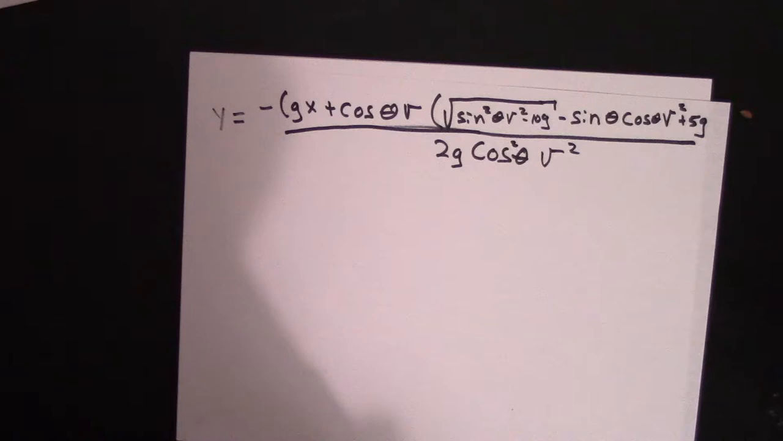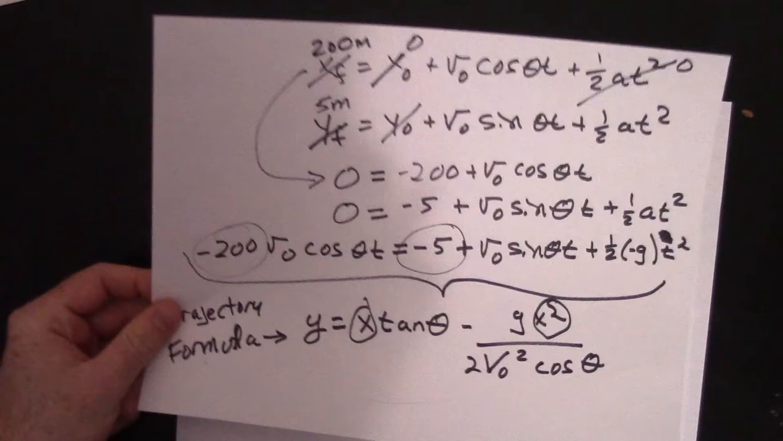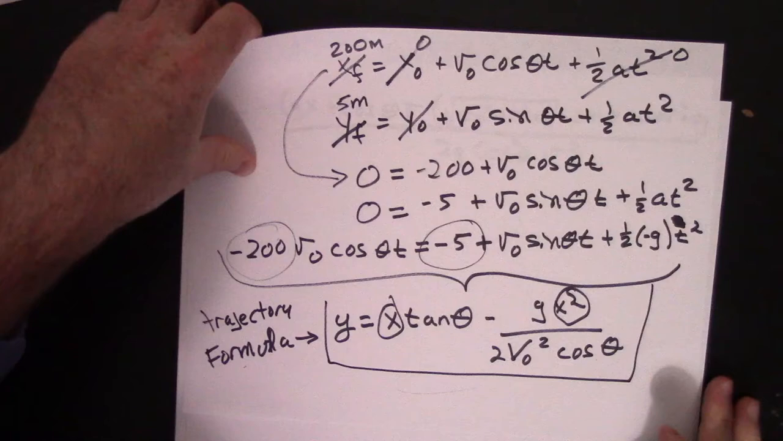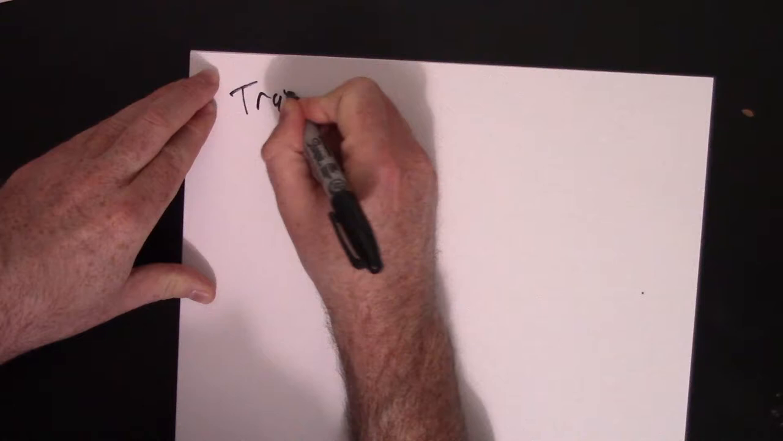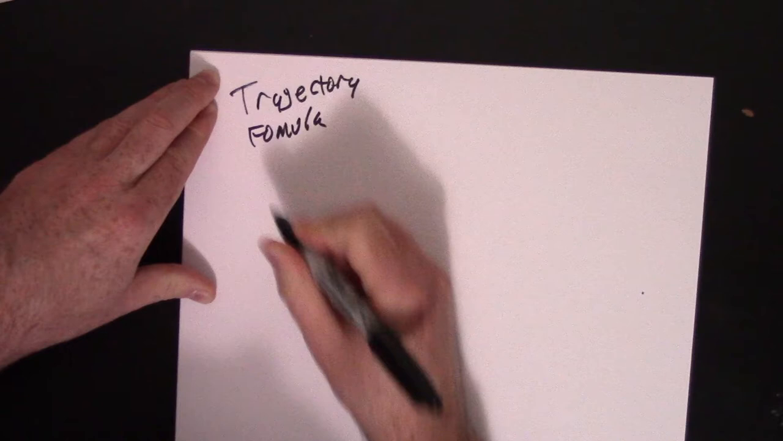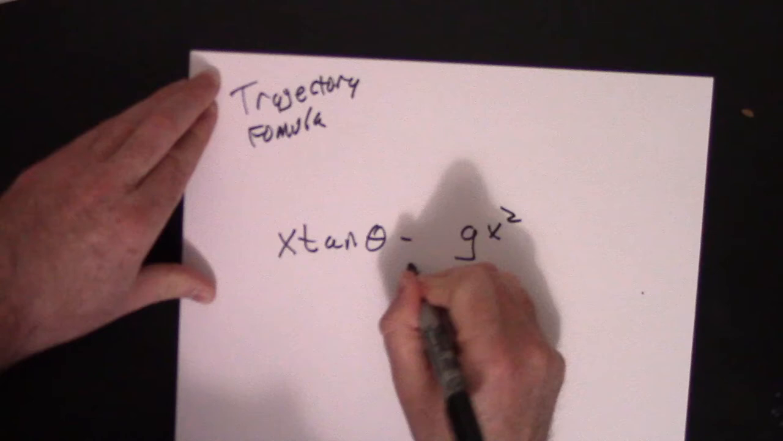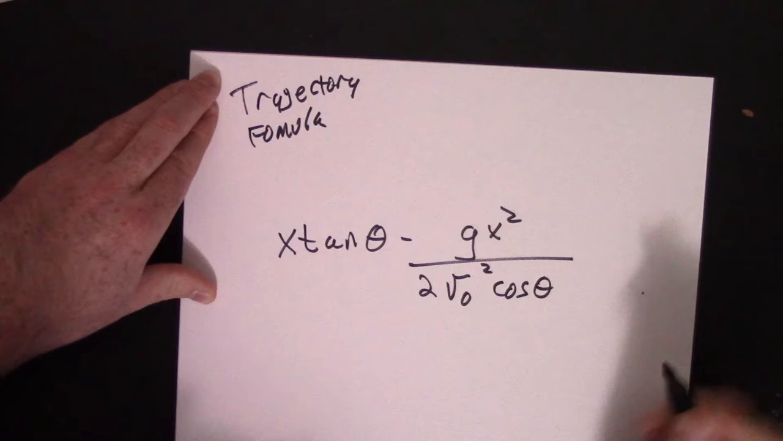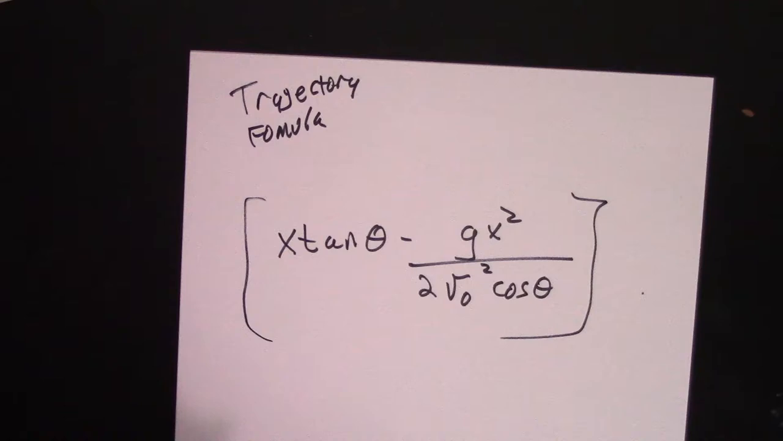So you could stop there and start solving, or you could do what I did and take this trajectory formula. Actually, it's so important it's going to get its own piece of paper. We're going to take this formula and plug it into Desmos, which is a great website that allows us to do some serious math.